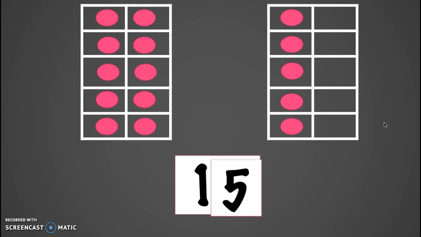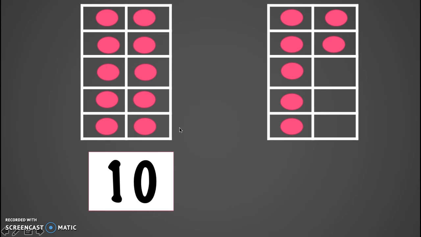Perfect. So for every teen number you see, you should be able to say it the say 10 way and the regular way. All right, let's try one more. All right, so what does this picture show? What number? Excellent, 10. And I love how fast you know that because you know this is a 10 frame. So if it's all filled up, it's 10. What about this picture? Oh, good.